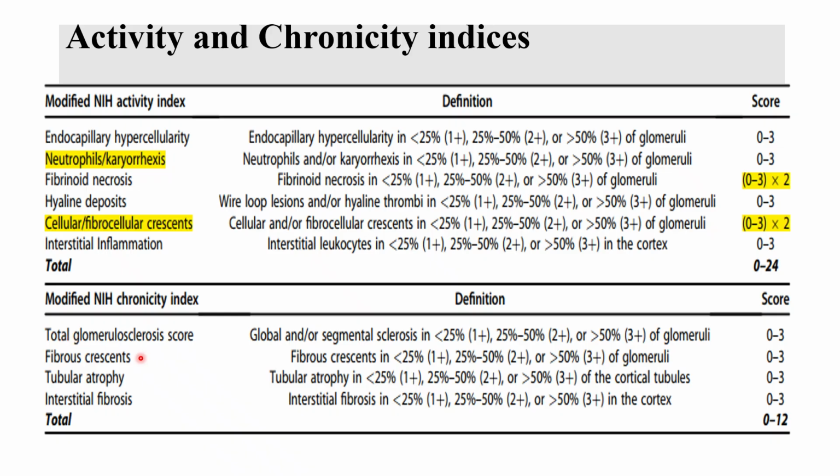So the first one, total glomerulosclerosis score. Global or segmental sclerosis in less than 25% is 1 plus, 25 to 50 is 2 plus, more than 50% of the glomeruli is 3 plus. So what is global and what is segmental? In one glomerulus, if more than 50% of the area of the globe is involved, let me draw a diagram.